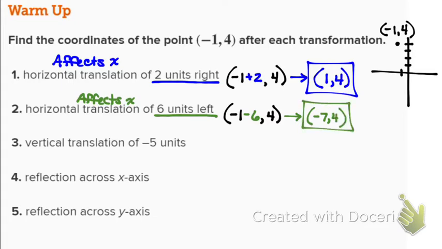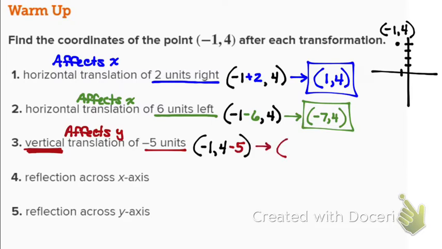What about if we have a vertical translation of -5 units? Vertical translation is going to affect which part? The y. Always going back to that original point of -1, 4. If it is a vertical translation of -5 units, would I add or subtract? Subtract. I'm going to subtract 5 units. So that means my new ordered pair would be moved to -1, -1. All right, 2 more to go.